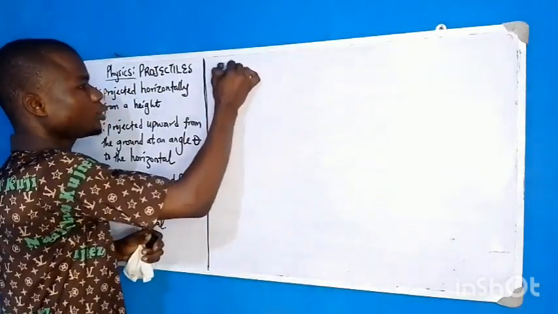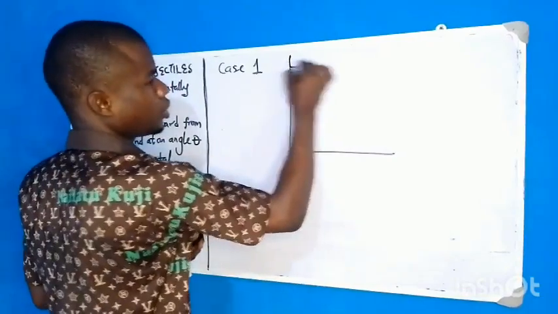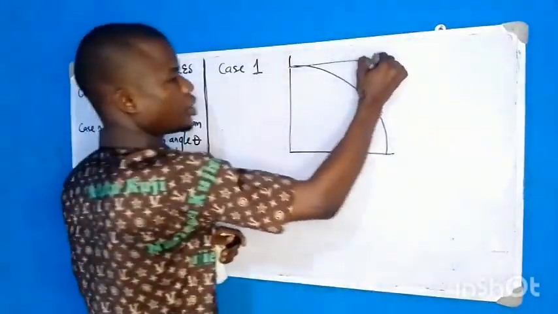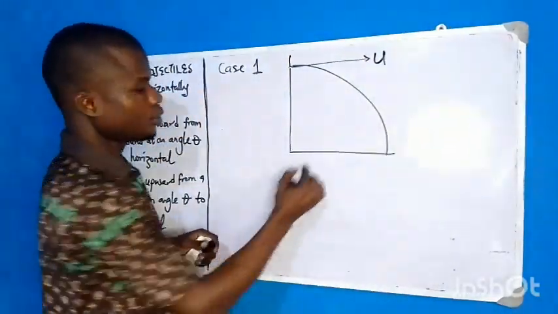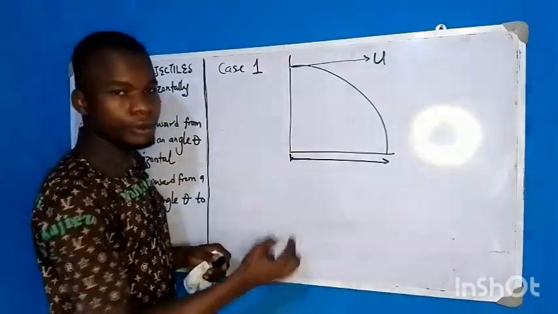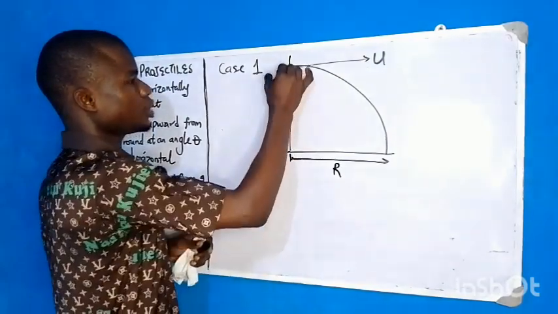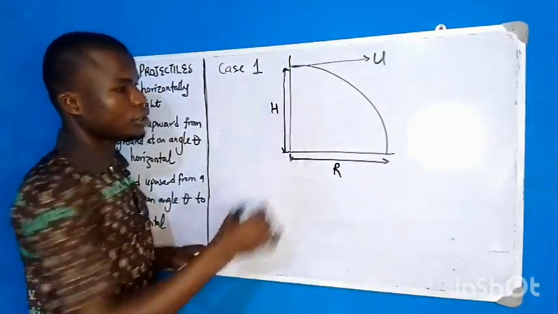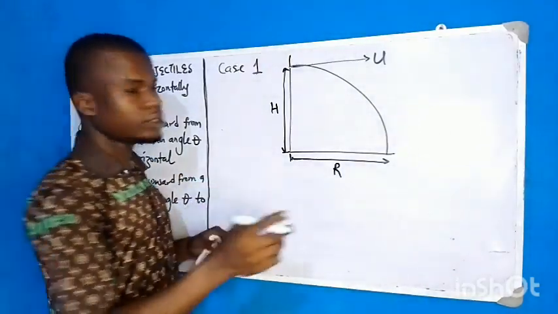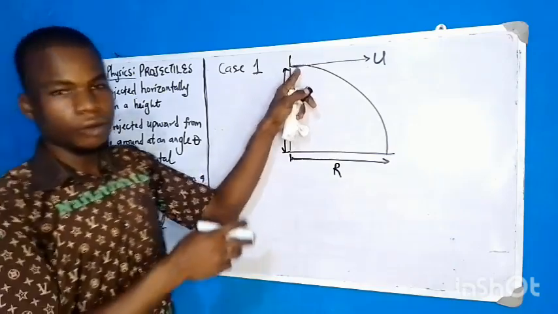So for case one, we have the diagram for when the object is projected from a height. Here is our initial velocity u, and the distance from the cliff to where the object will land is called the range, and the distance from the ground to the top of the cliff is h. Now in this case, there are two things you are going to be asked to find. The first thing is the time of flight. What time will it take the object to move from the top of the cliff to the ground?